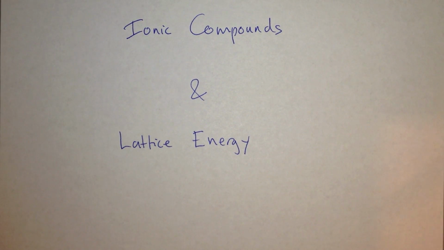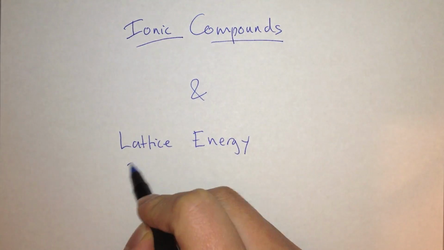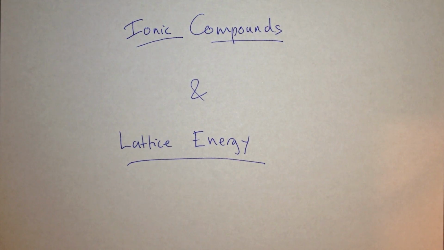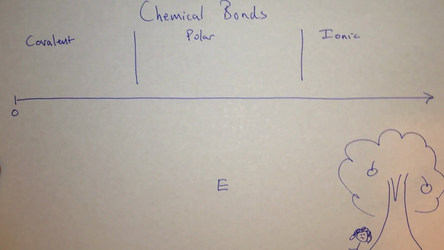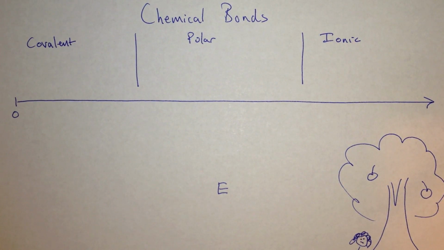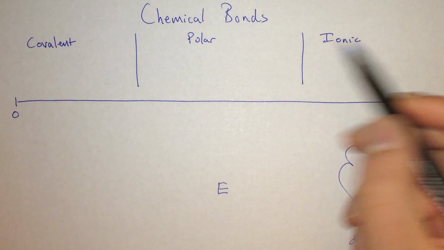In this video I'm going to talk about ionic compounds and lattice energy because the book's explanation of these topics was such a train wreck. But first we need to talk about the types of chemical bonds. There are three kinds: covalent, polar, and ionic.